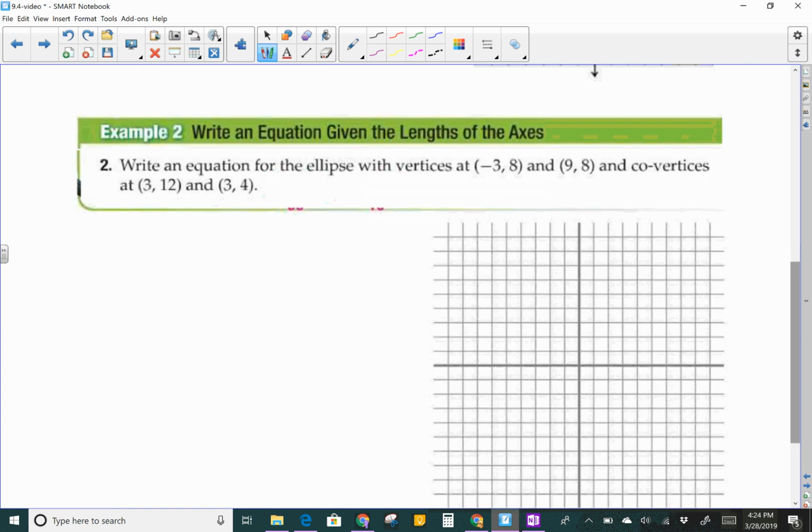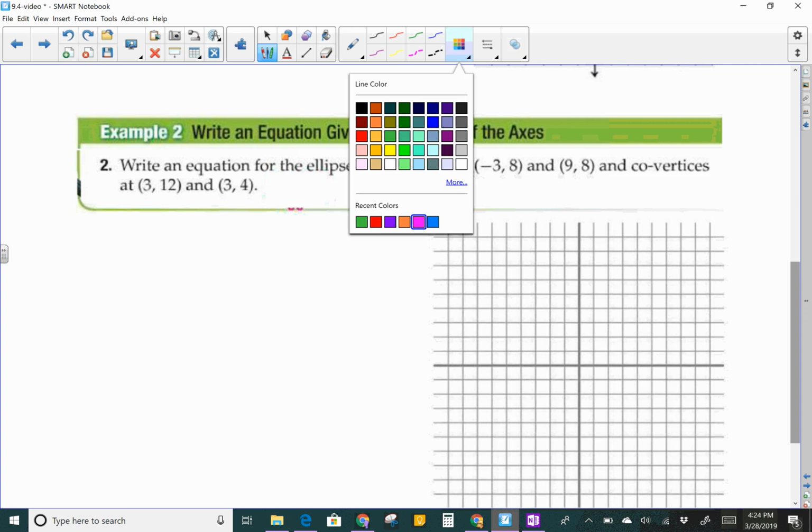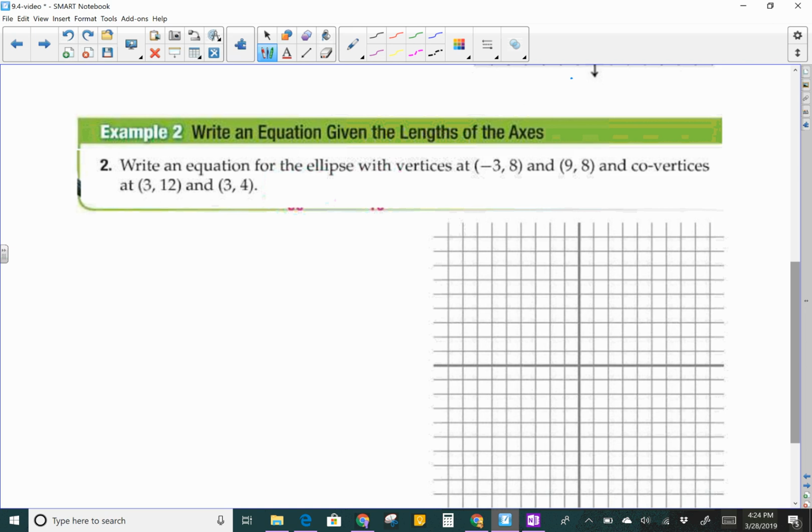This one says, write an equation for an ellipse with vertices at -3, 8, and 9, 8, and covertices at 3, 12, and 3, 4. So I'm going to plot that information again. So -3, 8 is going to be right here. That is a vertex. 9, 8 is right here. There's another vertex.